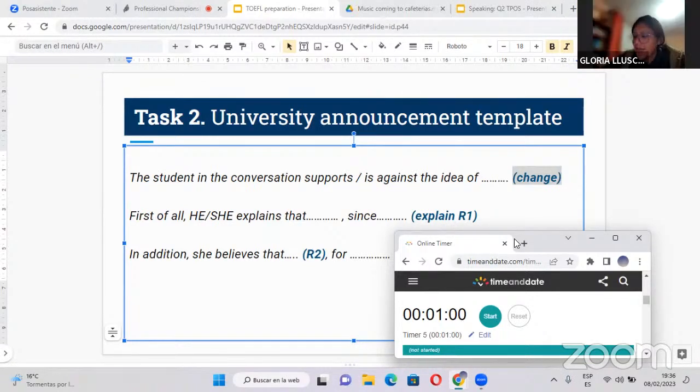Okay, teacher. The woman in the conversation supports the idea of changing the radio stations. The first reason, she explained that it increased the number of listeners, since it attracts more people with the radio program. The second reason, she believes that it increases the money, you can win a lot more money with commercials. I think that.